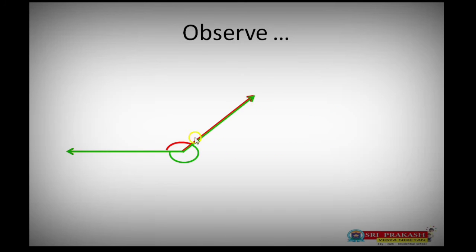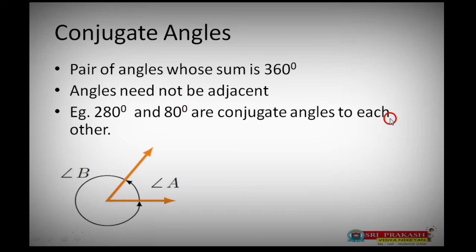Now the third one. Adding them, we are obtaining a complete angle, which means 360 degrees. Here one angle is an obtuse angle and another angle is a reflex angle. By adding them, we are obtaining 360 degrees, a complete angle. A pair of these two angles is called conjugate angles. A pair of angles whose sum is 360 is called conjugate angles to each other. So 280 degrees and 80 degrees are conjugate angles to each other. Understood?